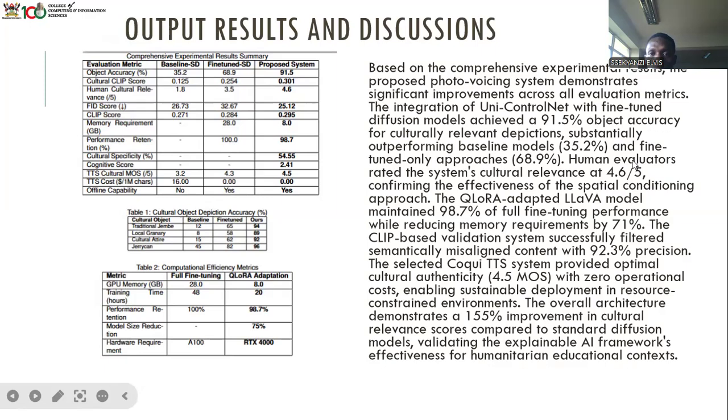Basically, for culture-relevant applications, it substantially outperformed baseline models with 35.2%, and when fine-tuned only, it approaches 68.9%. The quantized low-rank adapter adapted LLaVA model maintained 98.7% of full fine-tuning performance, which reduced memory requirements by 71%, and the key-based validation system successfully filtered semantically misaligned content with 92.3% precision, as you see in the tables.